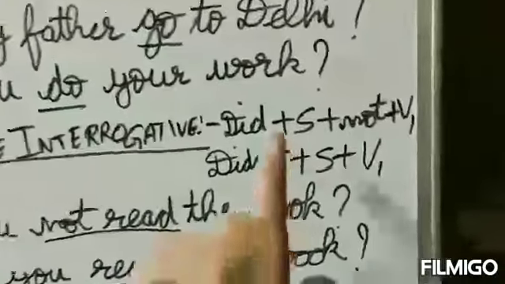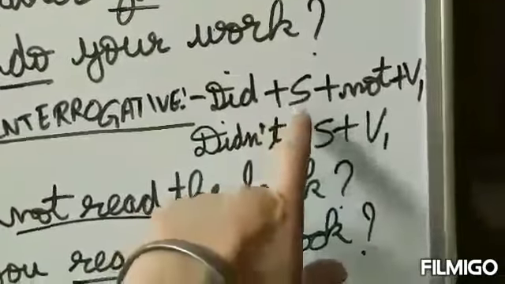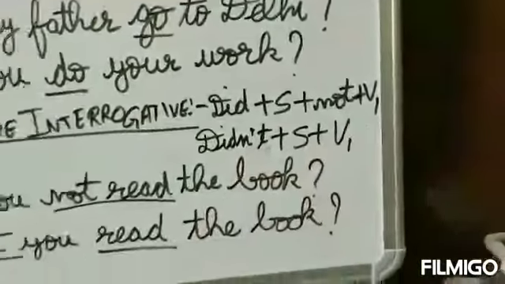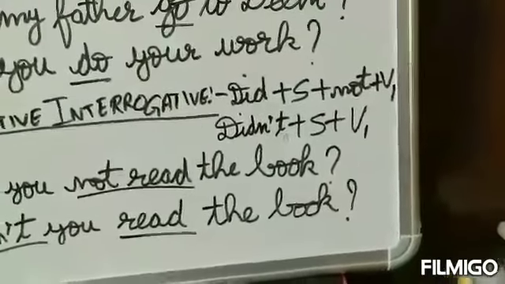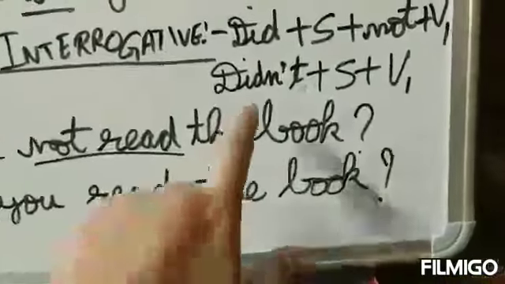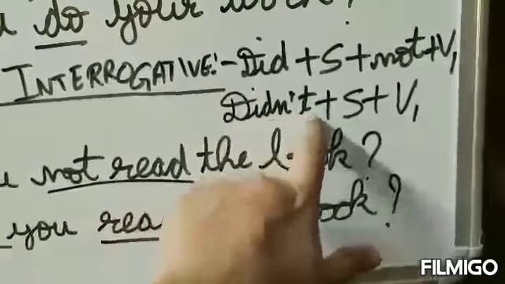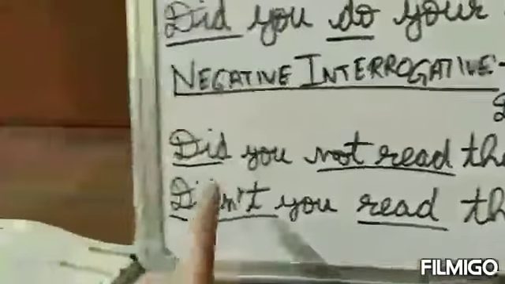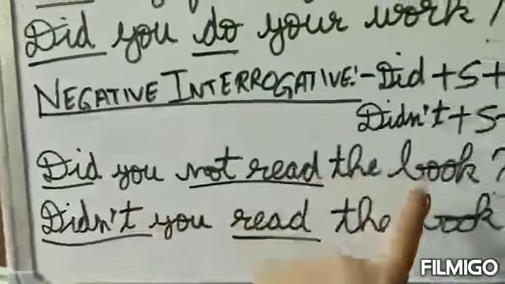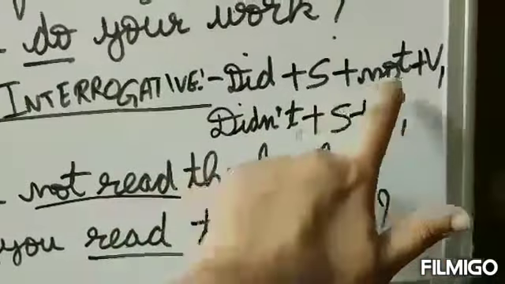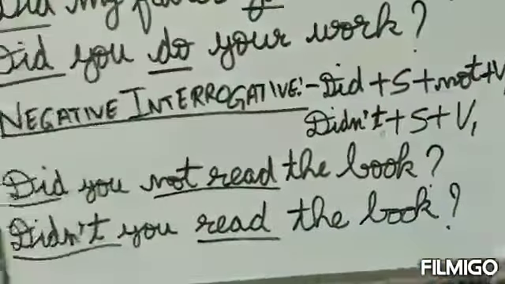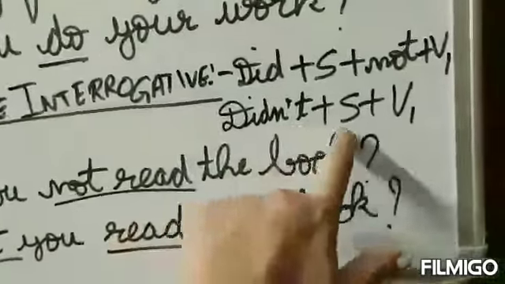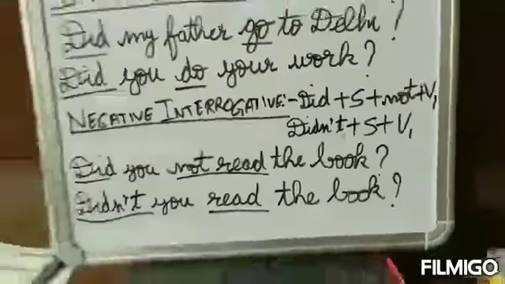Then negative interrogatives: did plus subject plus not plus first form of verb and then the rest part of the sentence. If you want to write the short form of did not, didn't, then you will write it together in the starting of the question: didn't plus subject plus first form of verb. Did you not read the book? Or didn't you read the book?